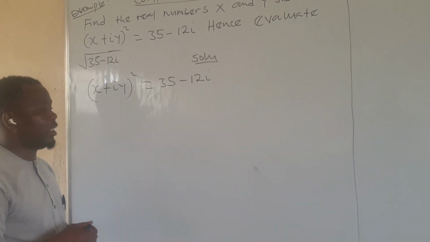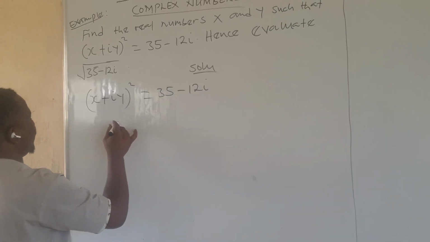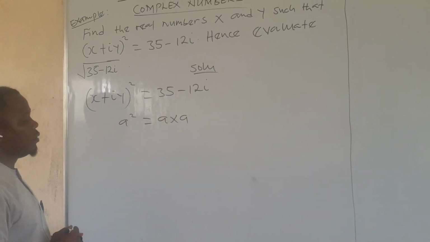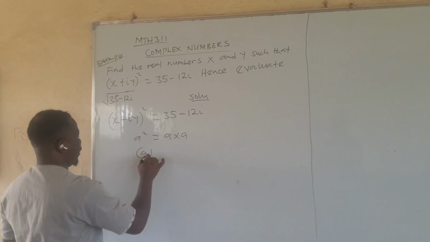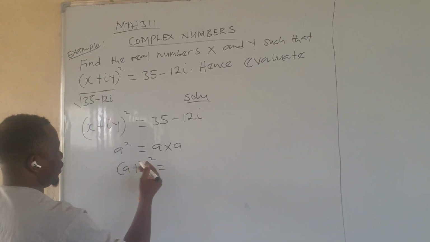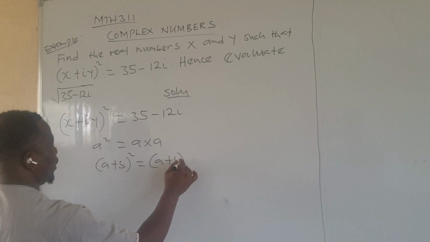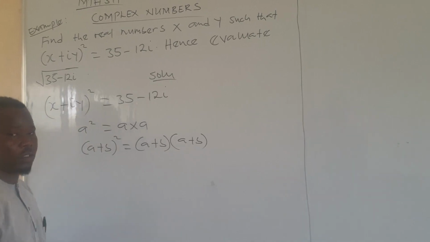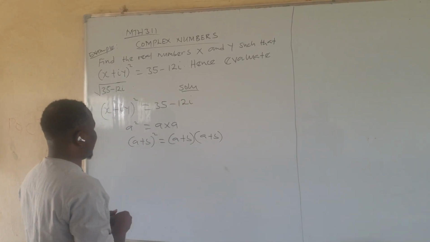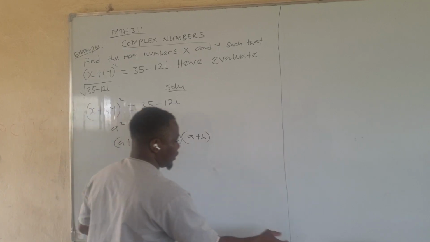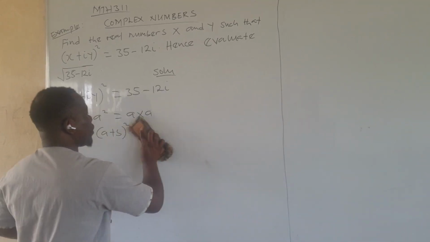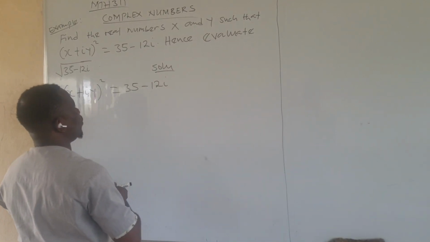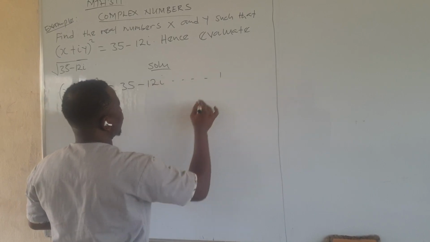Look at the left hand side. You know very well that if we have a squared, this is the same thing as a times a. What if we have (a plus b) squared? This is the same thing as (a plus b) times (a plus b). So we are going to consider the left hand side, and we name this equation 1.